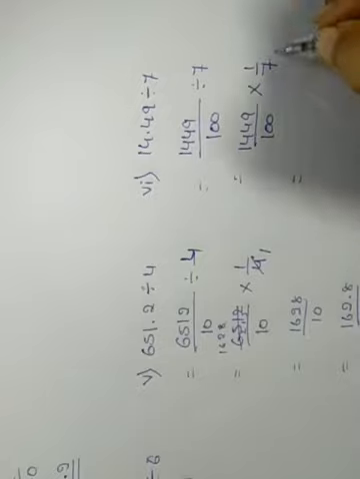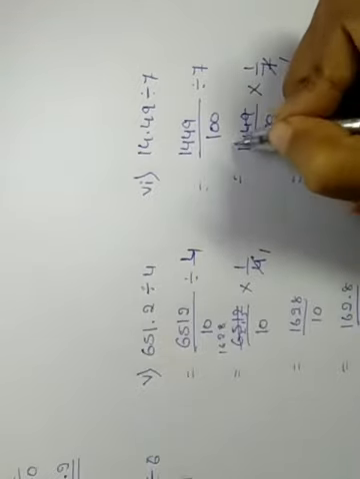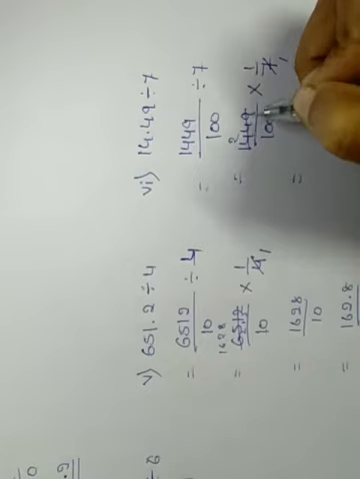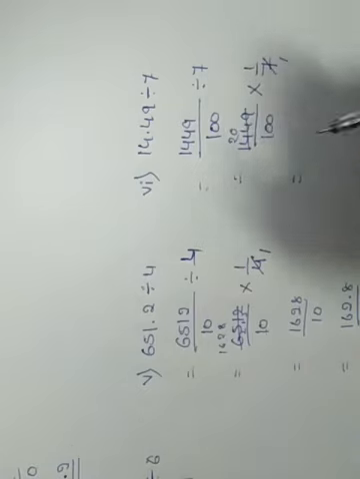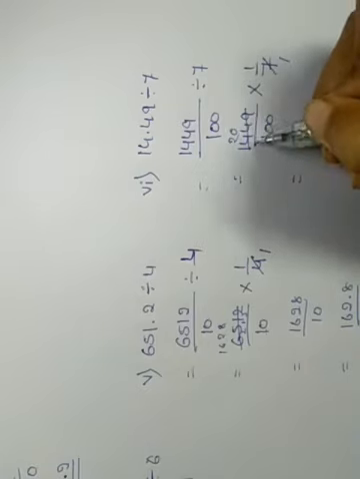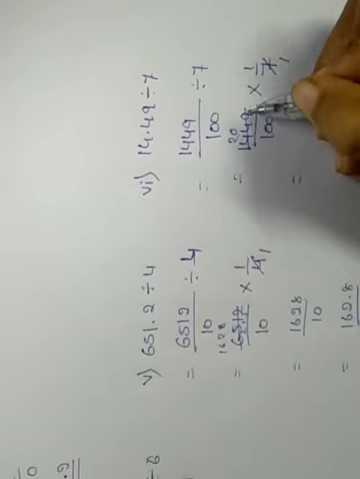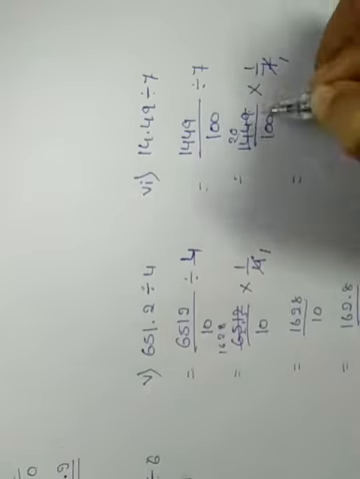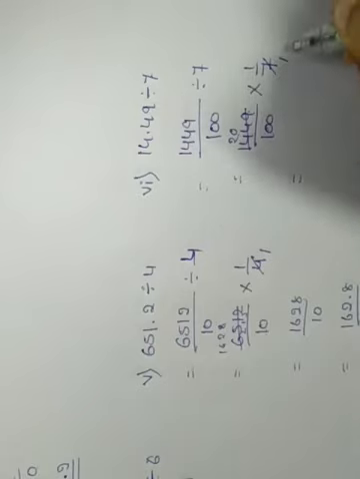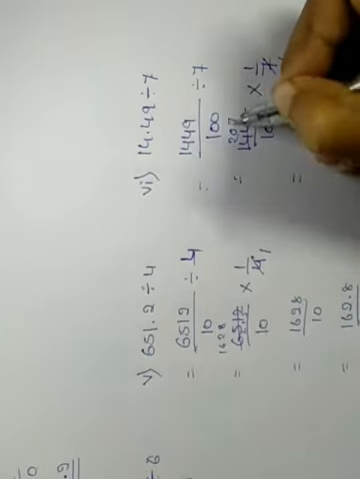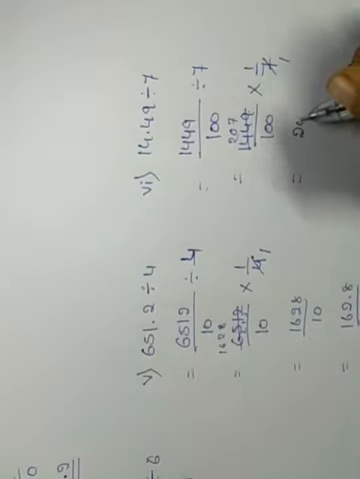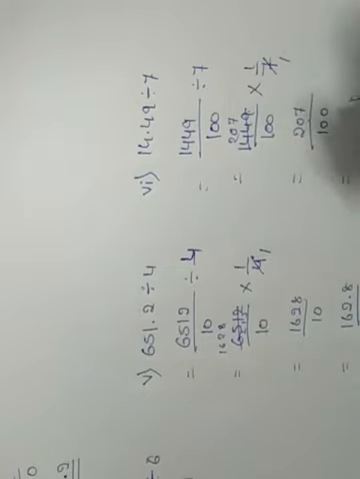Now we'll simplify. 7 ones are 7, 7 twos are 14, and again we have to give a 0 here because after simplifying, immediately we are taking the 4 digit. So we have to give a 0. Now 4 how much is 49? Sorry, 7 how much is 49? 7 sevens are 49. So we got 207 ones are 207, 100 ones are 100. Now we need to give the decimal point after 2 digits. 2.07, we got the answer.